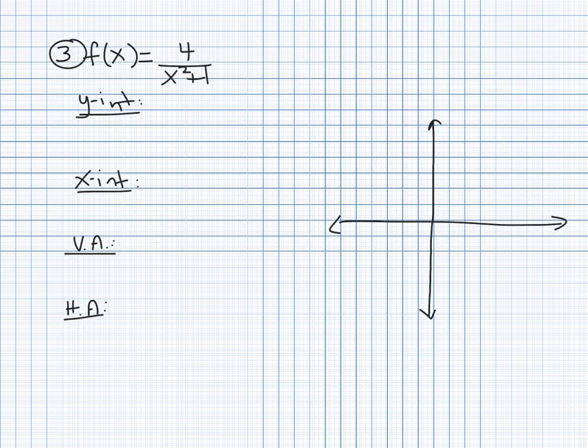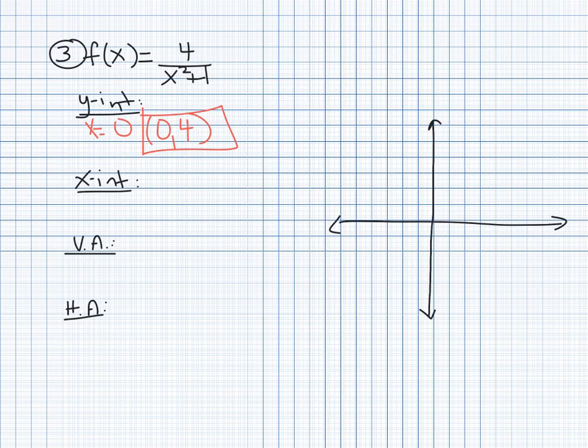Okay, let's do this last problem. I want to do this one just because it's going to look a little different from the other ones that you've seen. So we're going to start with the y-intercept. That's going to be the same. You're going to set x equal to 0. You end up getting your y-intercept at (0, 4).